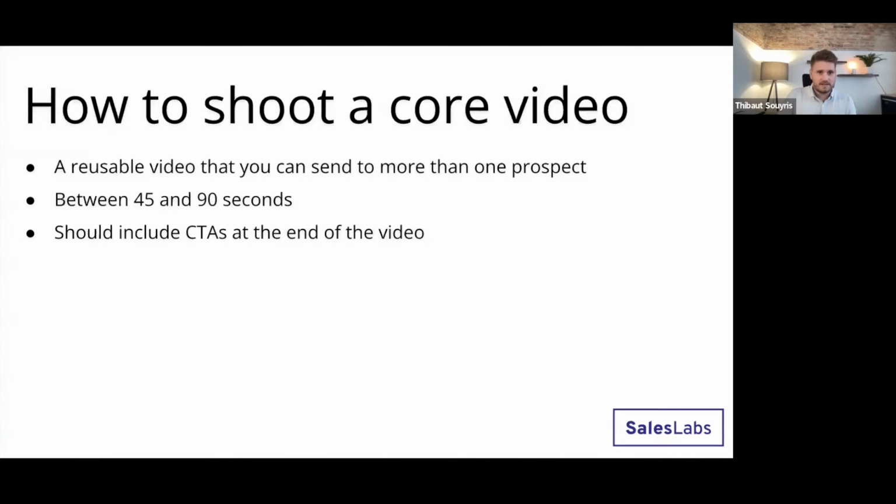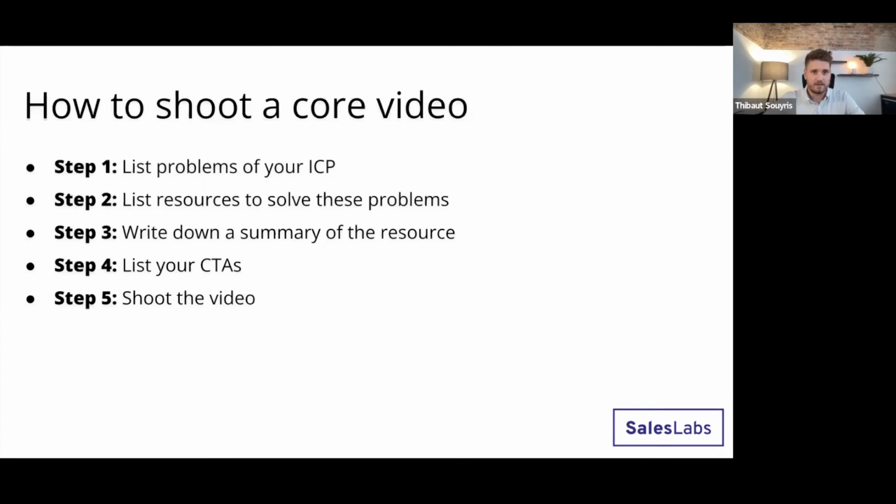So core video, what is it? It's a reusable video that you can send to more than one prospect, between 45 seconds and 90 seconds, and it should include calls to action at the end of the video. The goal is to create an asset that you can share, so that when you're prospecting, you can tease people with this asset. The idea of the core video is to nail down the problem. That's why in step one you list the problems of your ideal customer profile. What are the problems these people are having in really concrete terms? And then you can list resources to solve these problems.